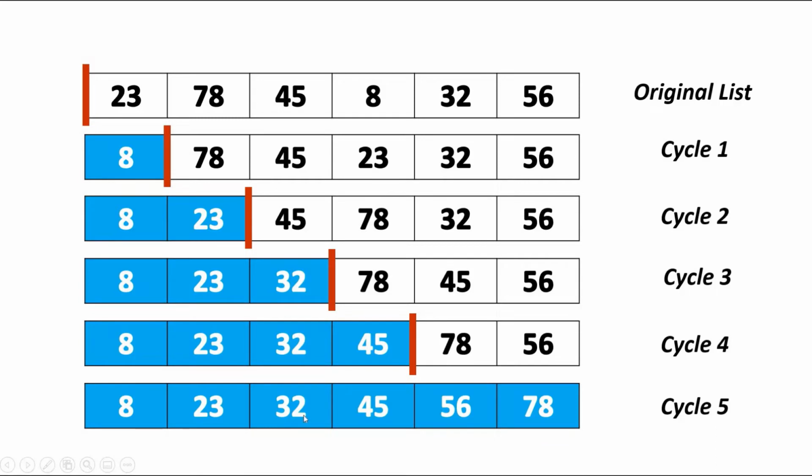Okay, 8, 23, 32, 45, 56 and 78. Now our cycles are complete. I said that if there are n number of elements in the array, we need only n minus 1 number of cycles to complete the process. See, it has 1, 2, 3, 4, 5, 6 elements, and we needed only 5 cycles to completely sort our array. So next we have to see the algorithm.